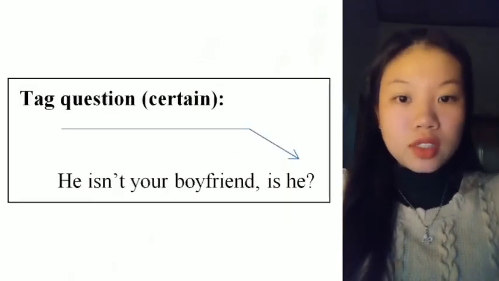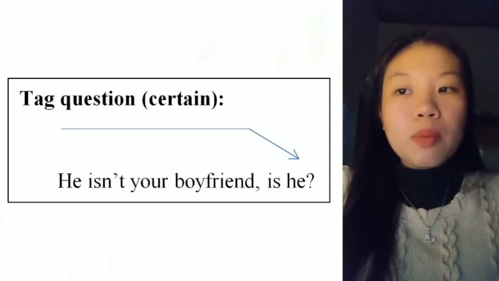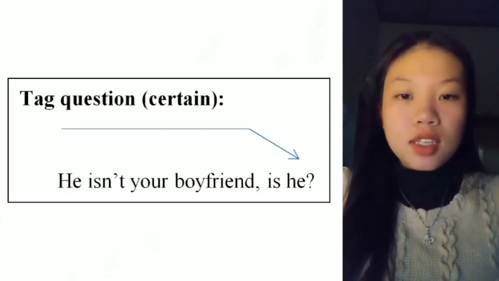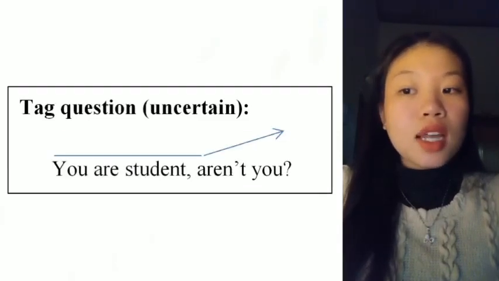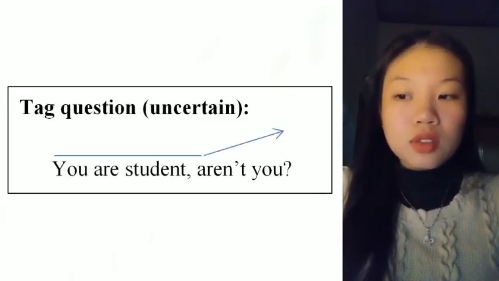No, I don't. With a tag question, if we are certain the information is correct, we use a falling tone. He isn't your boyfriend, is he? And if the answer is uncertain, we use a rising tone. You are a student, aren't you?